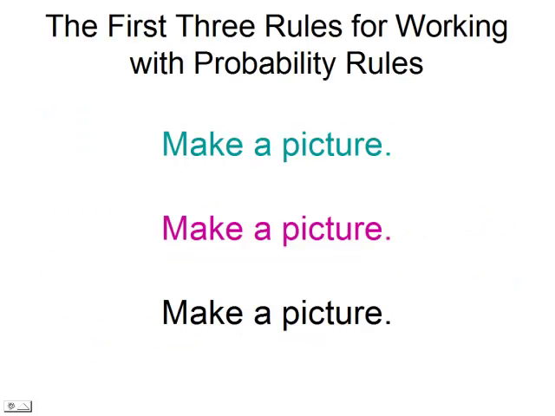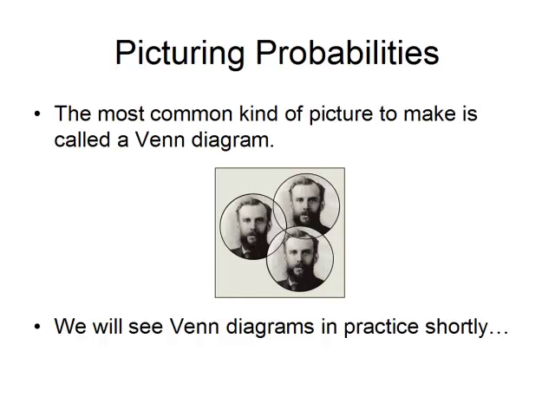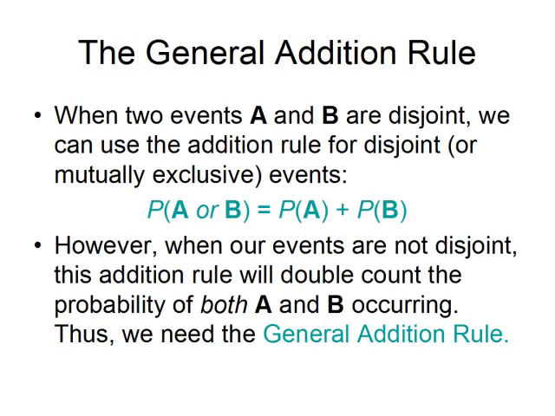The first three rules of working with probability rules are: make a picture, make a picture, and make a picture. The most common kind of picture to make is called a Venn diagram. We will see Venn diagrams in practice shortly.